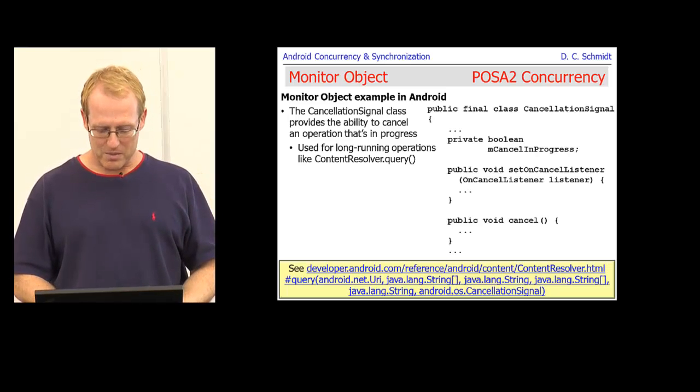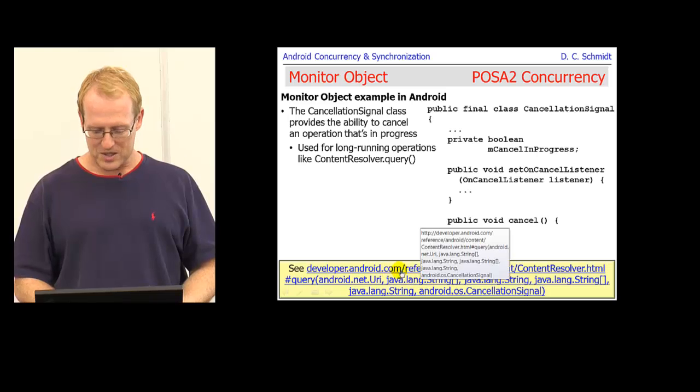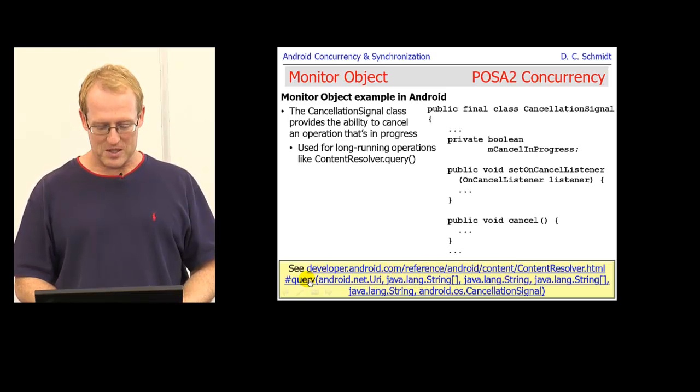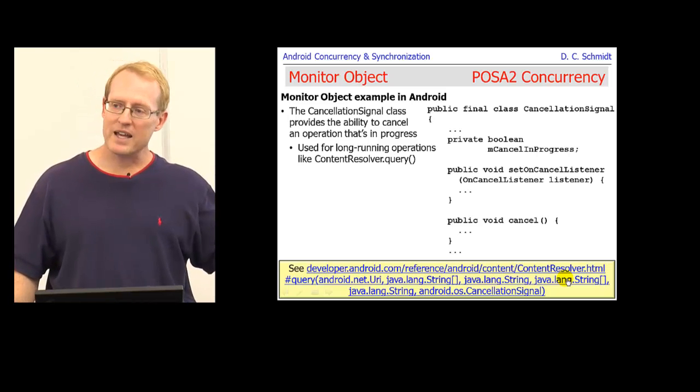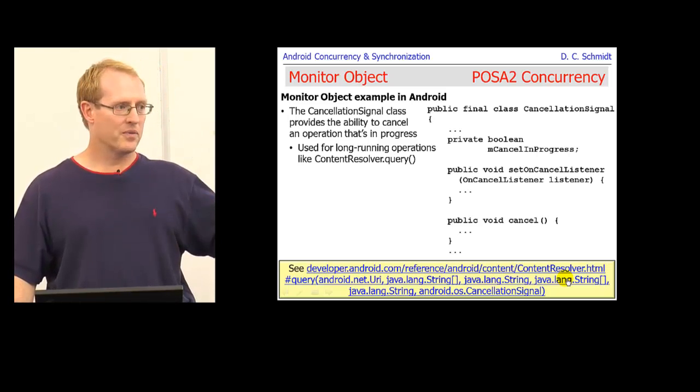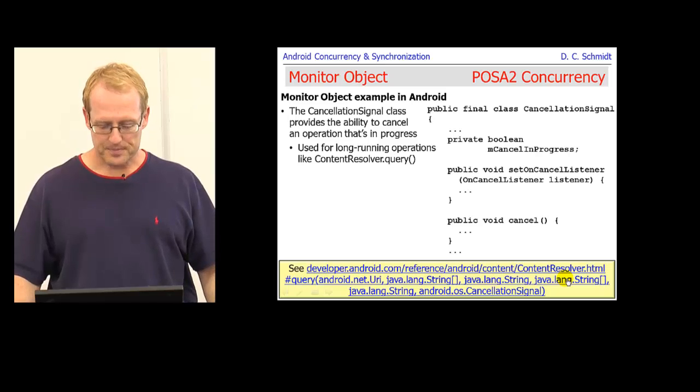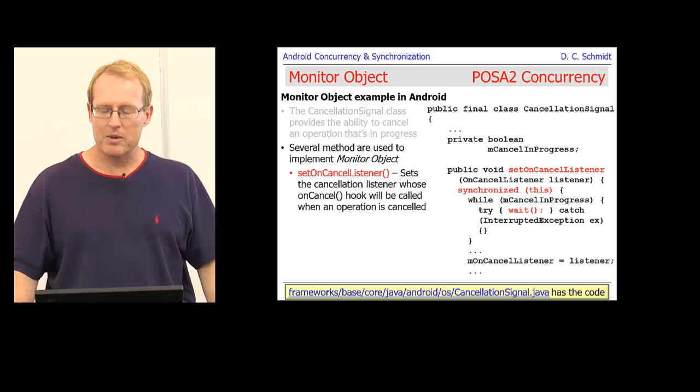And there's a method, if you take a careful look here, this is the method for query. This is the documentation for the ContentResolver query method. You can see the last parameter is the CancellationSignal object. So you can make a CancellationSignal, and then you can later cancel it. And when you do this, some interesting things happen.